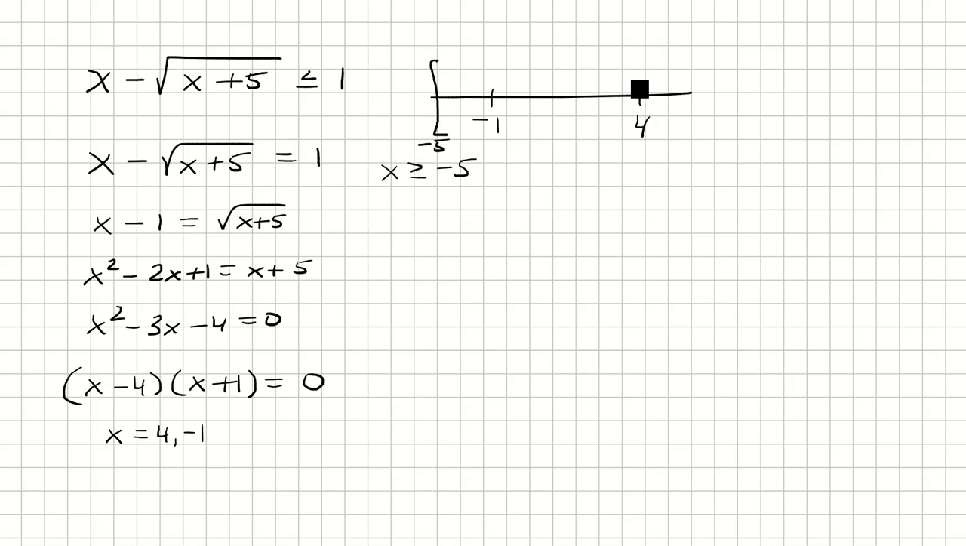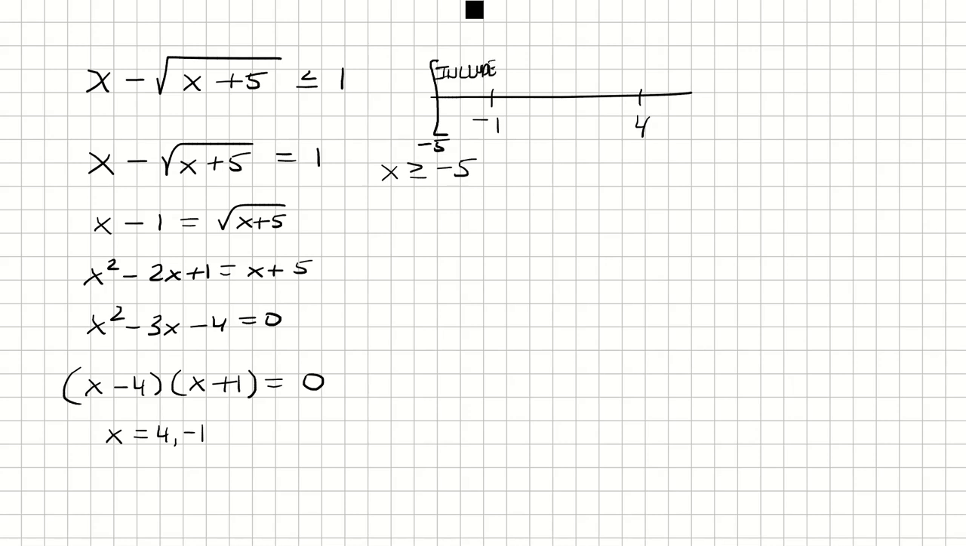So I'm going to pick a number between negative 5 and negative 1. We can pick negative 5, honestly. That's fine. So if you plug it in to the original, you have negative 5 minus the square root of negative 5 plus 5. That's going to be 0 inside here. If you have negative 5, is that less than or equal to 1? The answer is yes. So we want to include this region.